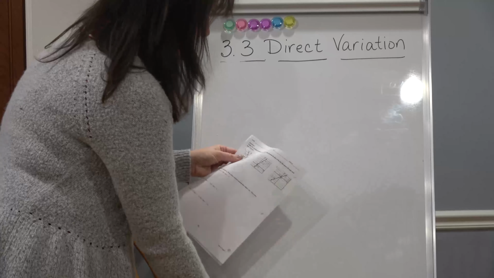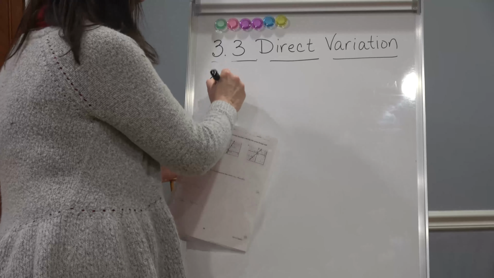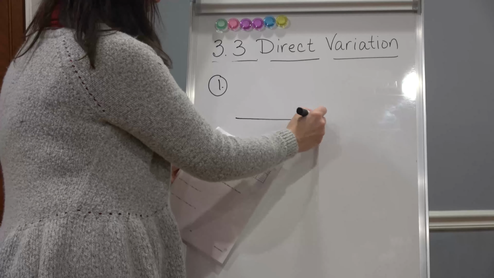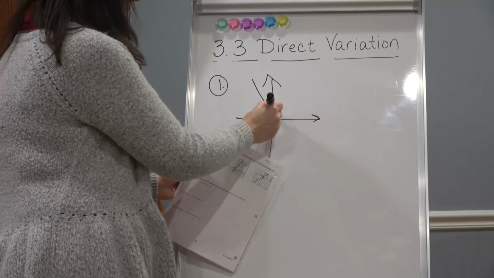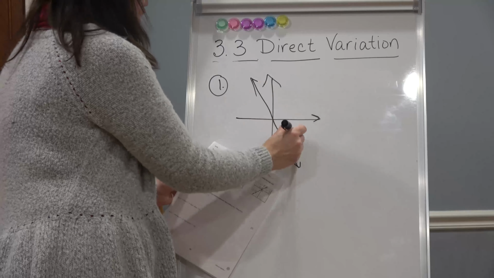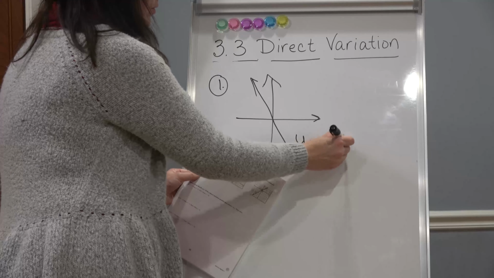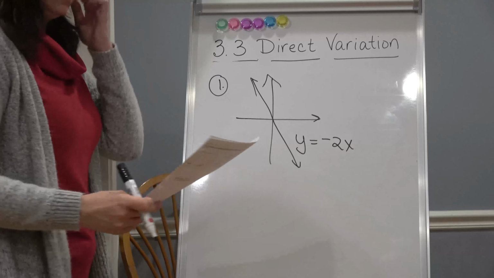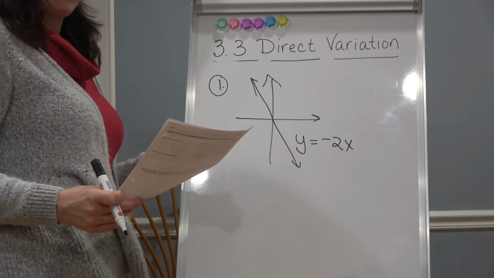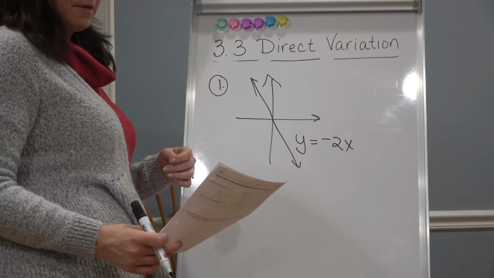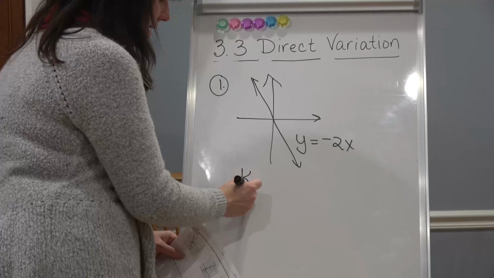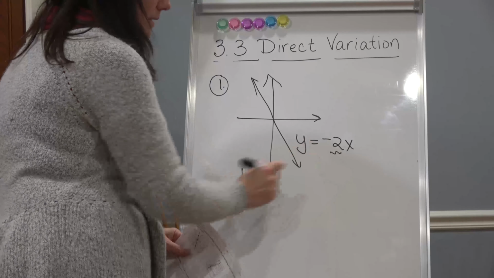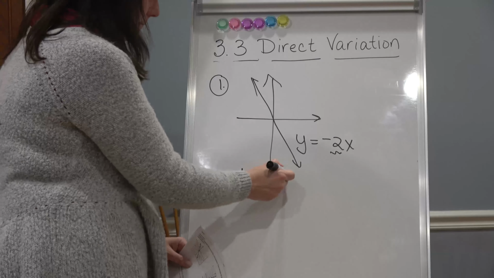All right, so, for example, in number 1, they give us the line. And isn't that nice of them? They're giving us a line and they're telling us the equation of that line, y equals negative 2x. So they don't want us to work too hard. They want the constant of variation, so we're going to call that k. K equals, we can see it right there, negative 2.